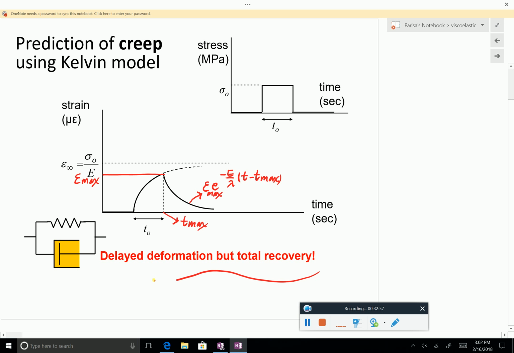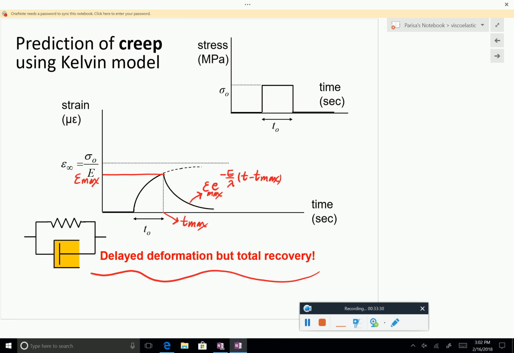And if you want to put it in English words, you have delayed deformation or retarded deformation, sometimes people say, but you have full recovery. Why? So you don't have deformation right away. It takes some time for it to develop, but eventually everything is going to go back. That's Kelvin. No questions about this?